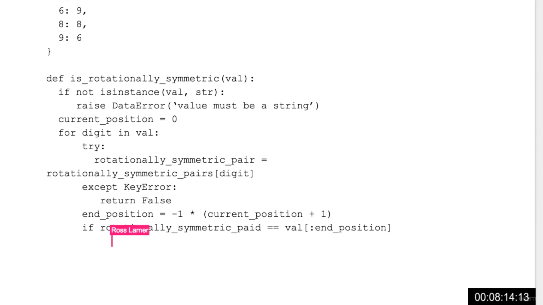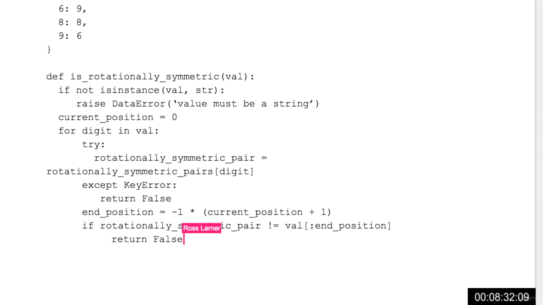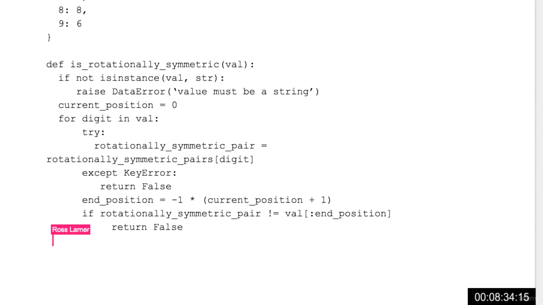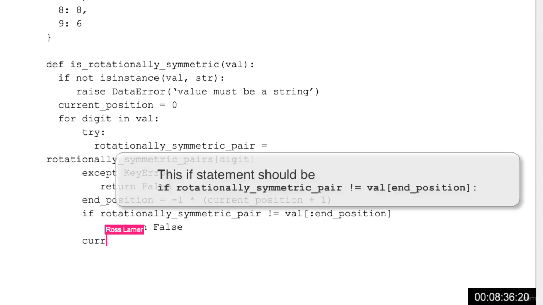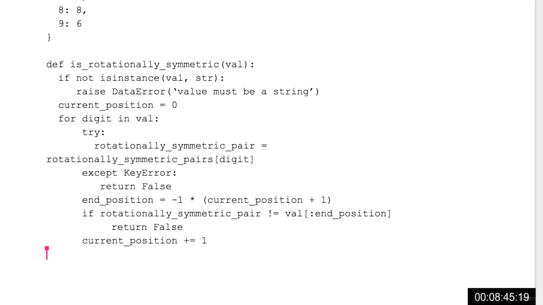So if the rotational symmetric pair is equal to the value at the end position, then we can continue. Actually, if this is not equal to the value, then we will return false because we know it's no good. Otherwise, we will add 1 to the current position. Okay, let's see. Will this work? Let me test it with my number here.